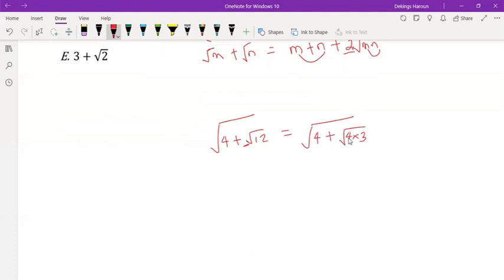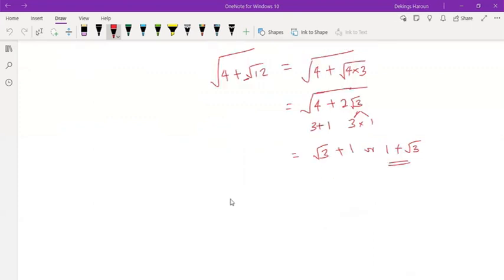Now 4, the square root of it is going to be 2. So you bring it out. Meaning whatever is inside here must be divided by 4 in order for you to get 2 out. So this will now give us root 4 plus 2 root 3. Okay, applying our shortcut just now, this is going to give us 3 times 1 and 3 plus 1. So therefore, our answer to this particular problem is now going to be root 3 plus 1 or 1 plus root 3.